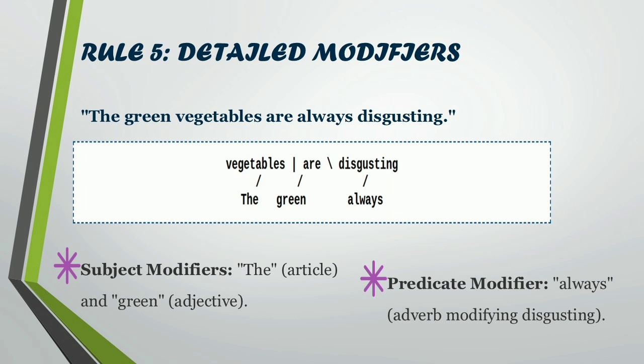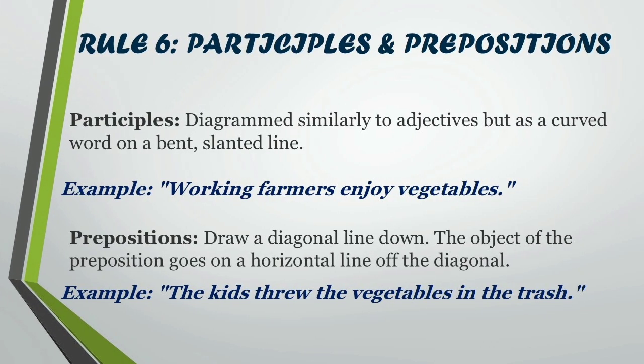Let's expand our linking verb example by adding detailed modifiers. "The green vegetables are always disgusting." Our core baseline remains vegetables are disgusting. Now let's attach our modifiers branching beneath the subject vegetables. Draw two separate slanted lines, one for the article the and one for the adjective green. Next, look at the adverb always, because it modifies the descriptive state disgusting. Draw a slanted line extending directly beneath disgusting to hold always.